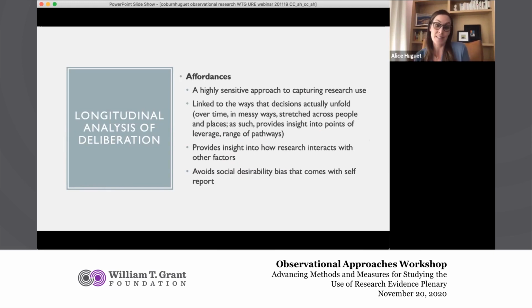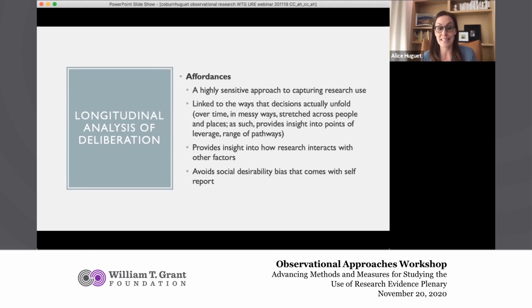So the affordances of this approach: it's really sensitive to capturing research use. We are able to pick up on ways that it's used, even those that we couldn't identify specifically as research, where we're able to say, this is invoking some research-based idea. And it recognizes and adapts to the real life messiness of deliberations. There's a lot of back and forth and subject changes and evolutions of these conversations and ideas.